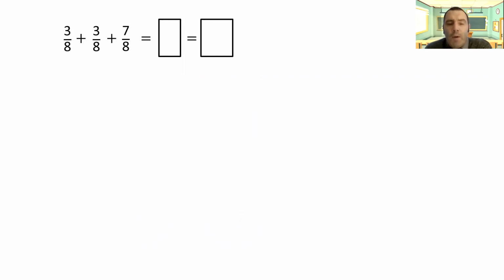So here we've got 3 fractions being added together. I've got 3/8 plus 3/8 plus 7/8, which gives me a total of 13. So 3 add 3 add 7 makes 13, and that's 13/8. Remembering that when we're adding fractions with the same denominator, we don't need to find any equivalence. We're just adding the numerators together.